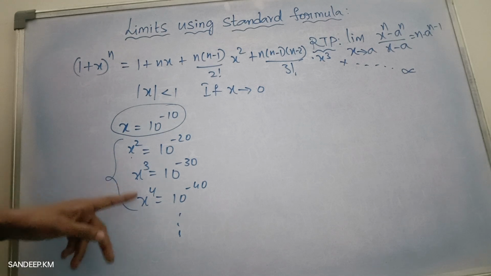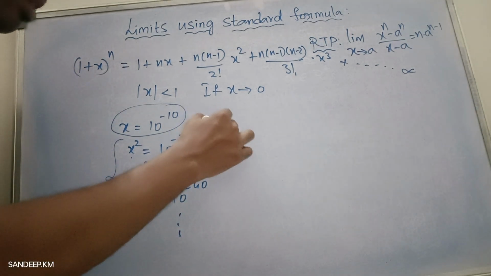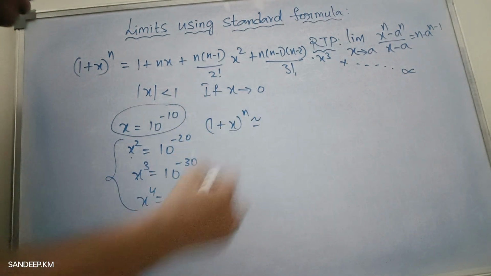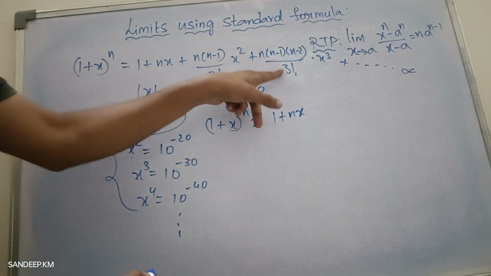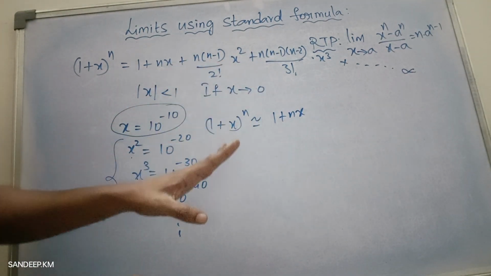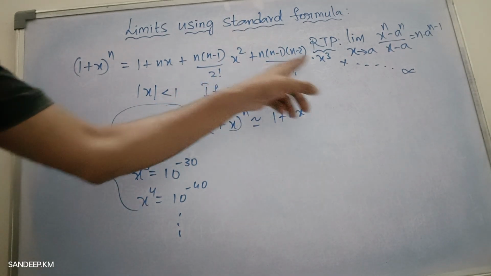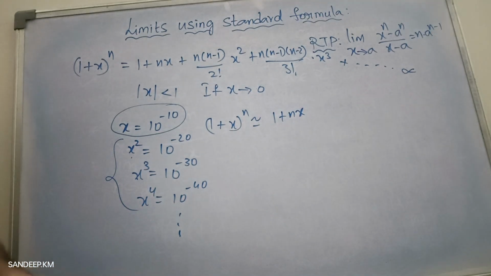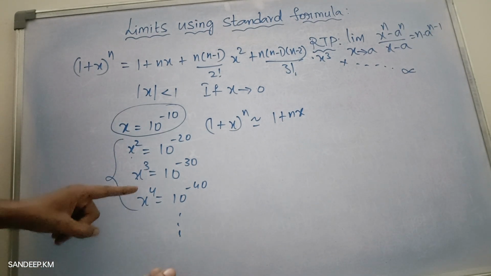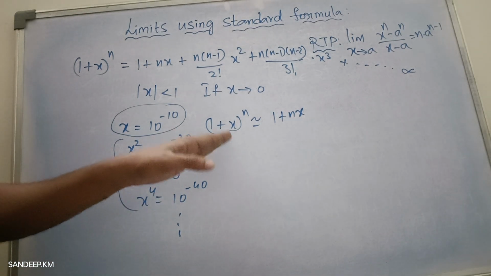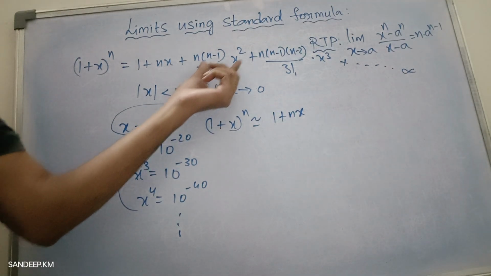Since we are ignoring the higher powers of x, if x is approaching 0 in this expansion, what happens? Then 1 plus x whole power n will be approximately equal to 1 plus nx. So what about the remaining terms? We are ignoring them. I am ignoring from powers of 2. From the x square term I am ignoring all the terms. But in some problems we will start ignoring from the x cube term. In some problems we will start ignoring from x power 4. Here we are ignoring from the powers of 2. So we can ignore the x square term, x cube term and so on.